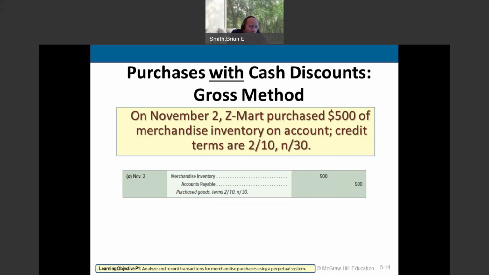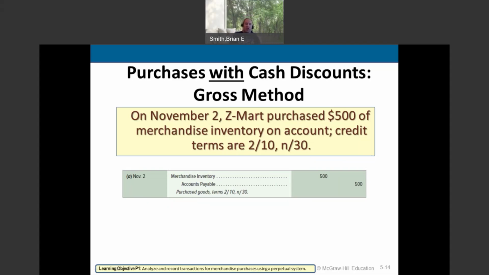Now, we're not going to value our inventory higher than what we paid for it. Okay, it's the lower of either cost or market. So what happens if we take a discount when we have an inventory situation? So let's go ahead and find out.